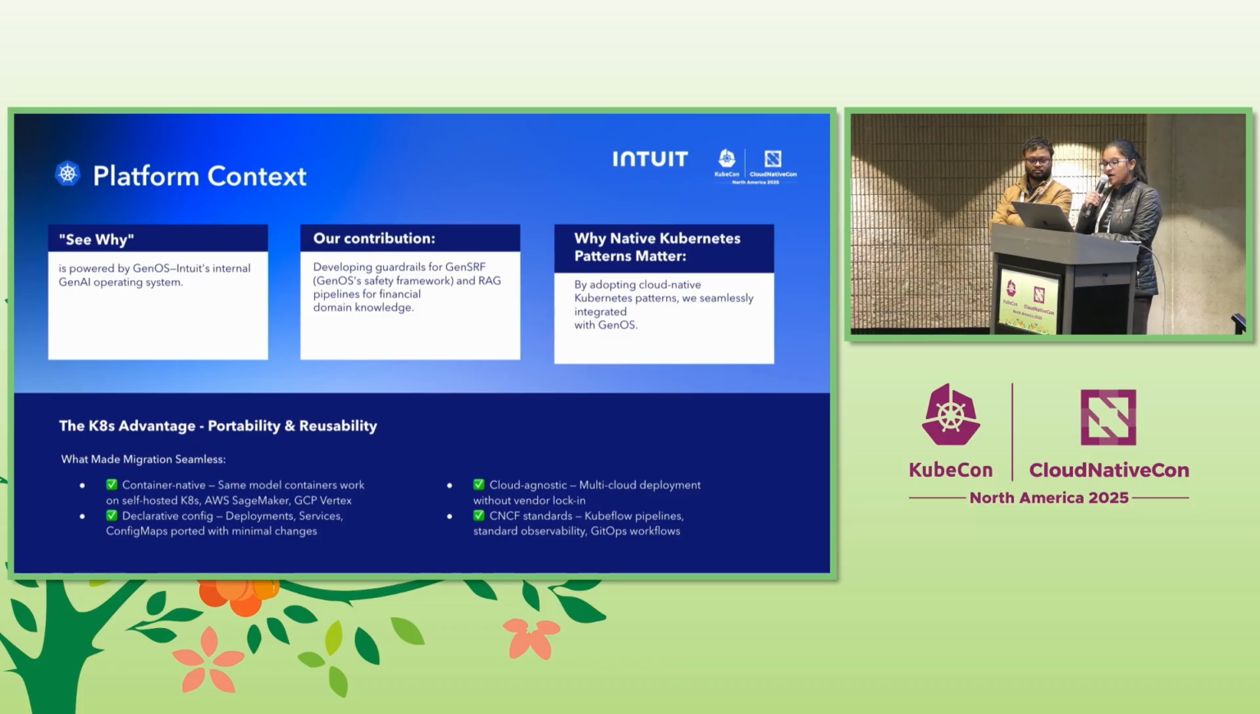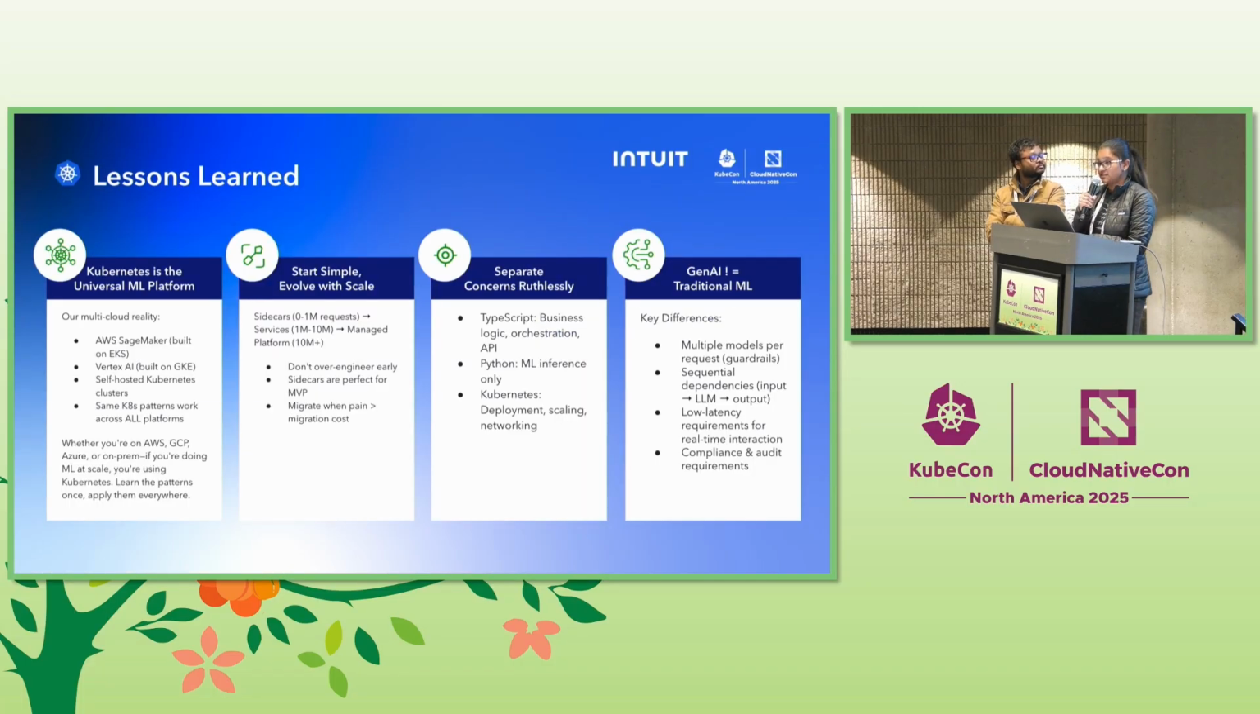Given this, I would like to leave you all with the lessons learned in our journey, and some food for thought. The first one is that Kubernetes acted as a universal ML platform for us. We were in a multi-cloud reality, where we had AWS, Vertex AI, and self-hosted Kubernetes clusters in the picture. Given this landscape, building on Kubeflow and utilizing Kubernetes-native patterns for your serving layer helped it act as a universal ML platform for us.